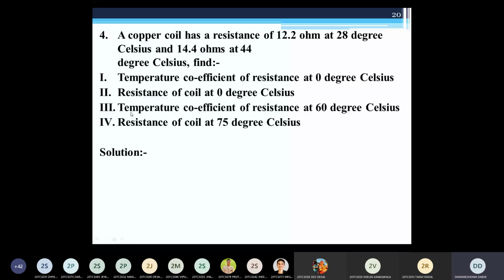Third, calculate the temperature coefficient of resistance at 60 degrees Celsius. And fourth, the resistance of the coil at 75 degrees Celsius. So I give you 5 minutes to calculate this example. All of you take your time and give the answers of all these 4 questions.